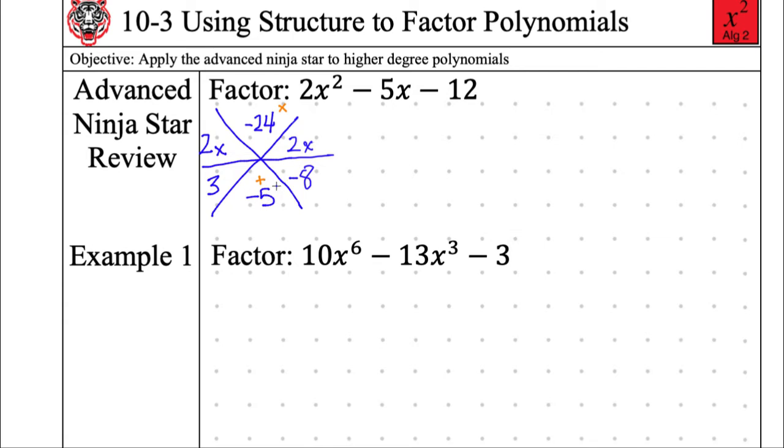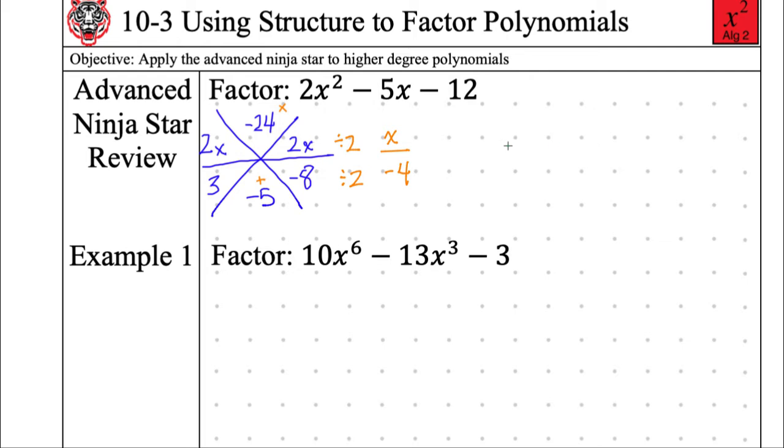I've solved this, but the next step for the procedure for Advanced Ninja Star is to treat these both like fractions where I need to reduce. In terms of this left fraction, 2x over 3, I can't reduce that. But this right fraction I can reduce. I can divide the top and bottom by 2. That's its greatest common factor. If I divide the top by 2, I'm left with x. If I divide -8 by 2, I'm left with -4. And now I have reduced the fraction.